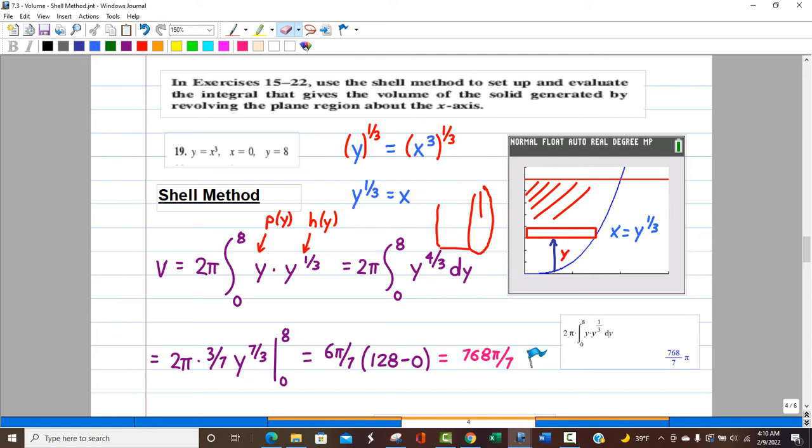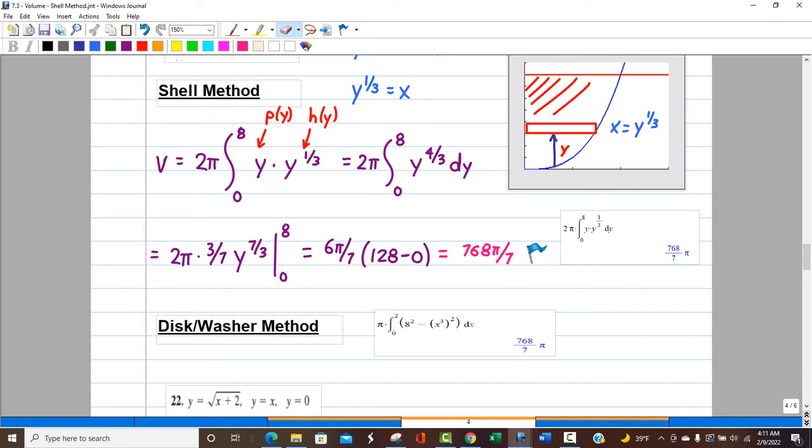Okay, y, then you just go y times 1/3. The limits of integration will be y also, so it's going from 0 to 8 on the y-axis. So you go 2 pi, 0 to 8, y times y to the 1/3. That's easy, you just add exponents.